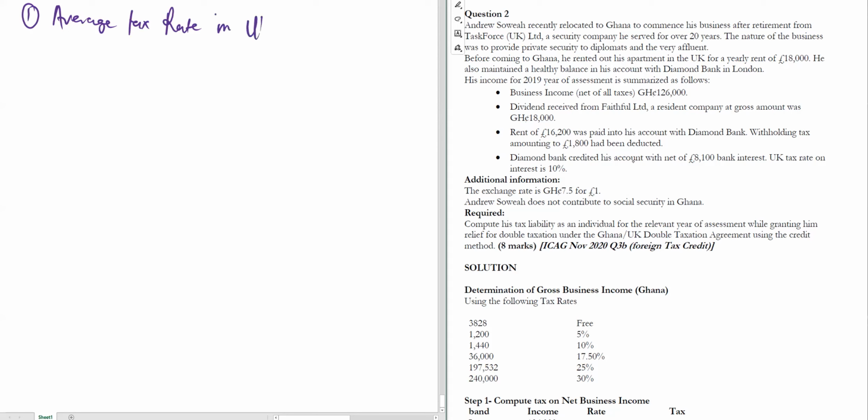In the UK, right? The average tax rate is tax paid over the gross foreign income, times 100. Now the gross foreign income we have is different. So the first income we had was what? What incomes did he receive?